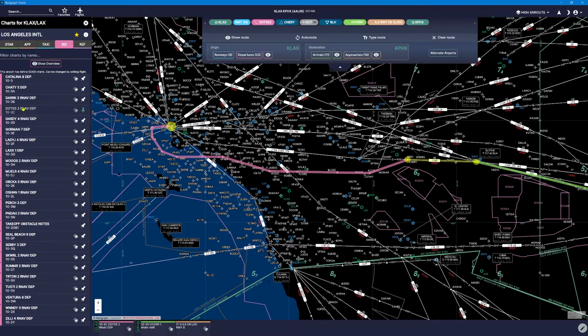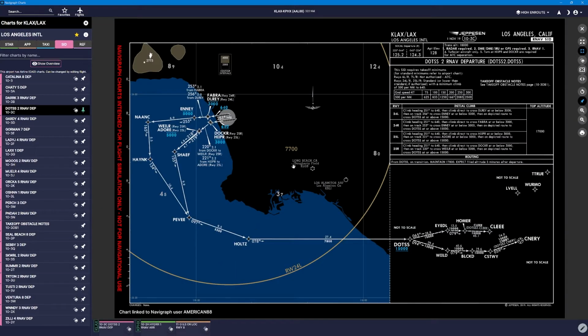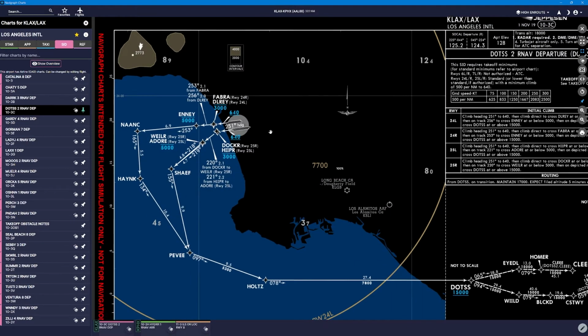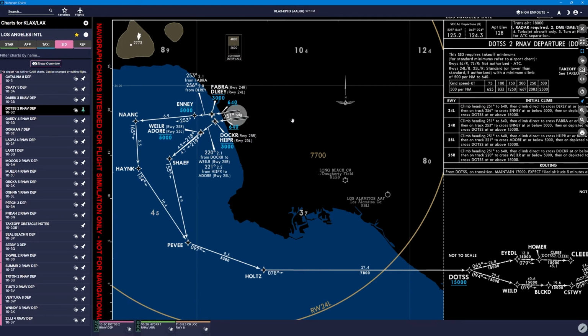Where are you at? Here it is, right here. Okay, so it's down here. Let's go ahead and open that up and take a look at it. Looks very confusing. So this is a departure, and let me explain this just a little bit. Zoom in as best I can. Here's the airport, and here are the runways lined out.